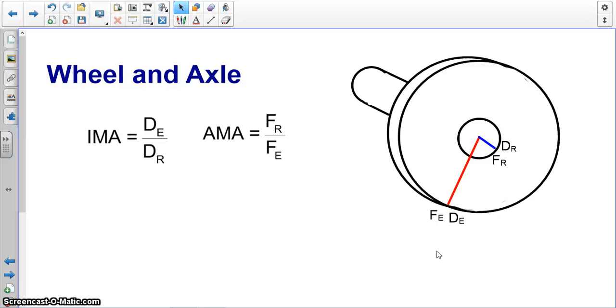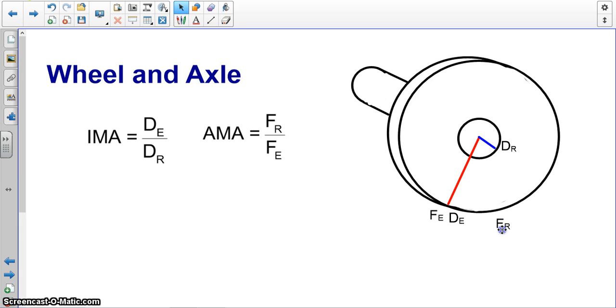Where you're turning it at the outside, the effort distance is from the center to the outside, and the effort force is being applied at that spot. And then the inside, the actual thing that's turning, the thing that unlatches the door, is the axle part on the inside, and that's where DR and FR are measured. Thing is, it could be vice versa.